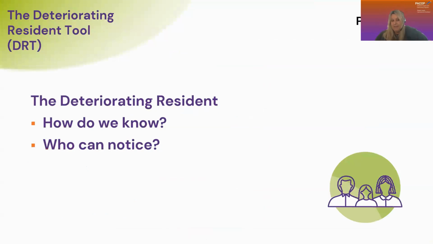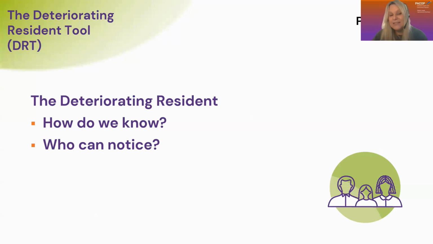So the deteriorating resident tool brings us to the deteriorating resident. How do we know a resident is deteriorating, and who can notice that a resident is deteriorating? Well, first of all, we already know everybody is clinically deteriorating by virtue of the fact that they're living in a residential aged care facility. So how do we know if they're deteriorating to a point where we need to pick up on it? Well, we actually can't know. We cannot know unless we assess.